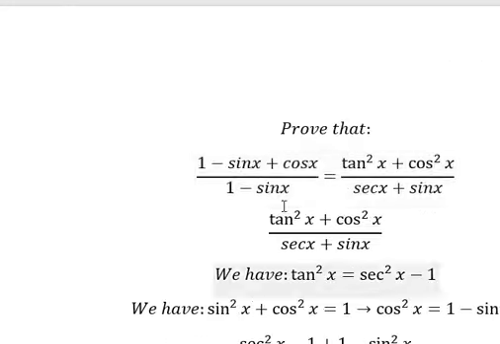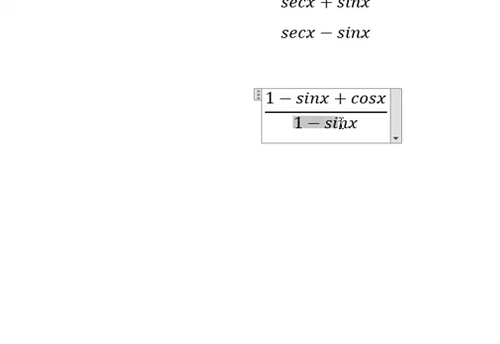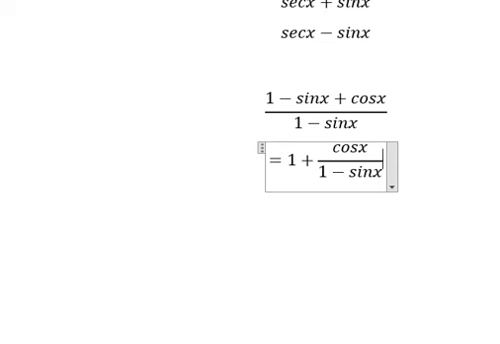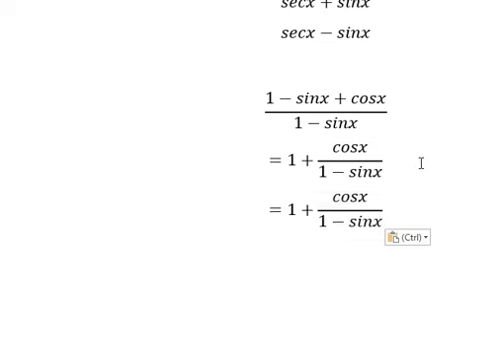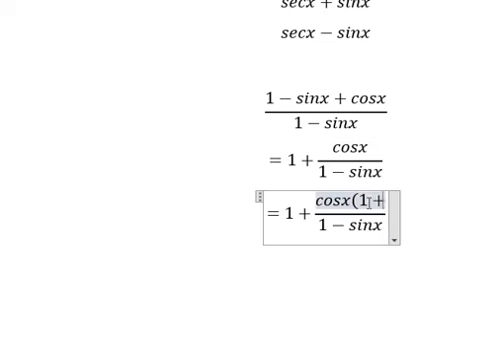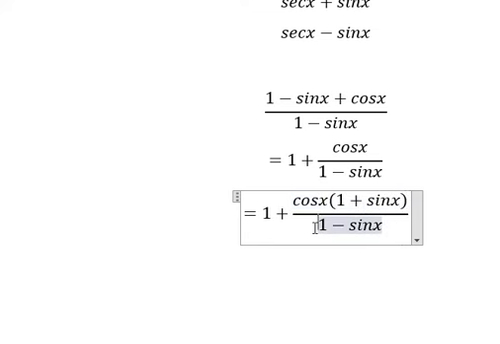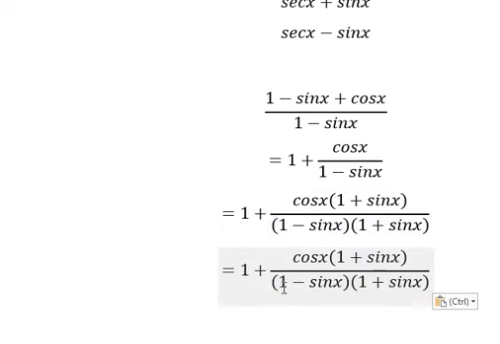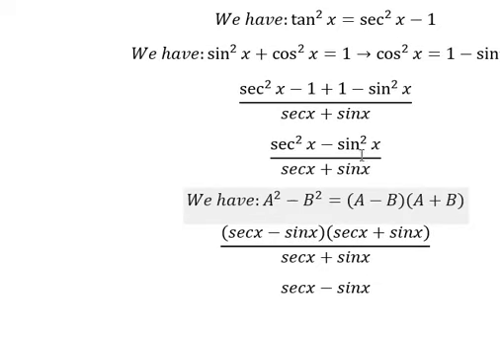Now let's go to the second one. So we see that 1 minus sin s divided by 1 minus sin s, we have number 1. Next, we need to multiply by 1 plus sin s on numerator and denominator. So this one we change by this one in here.